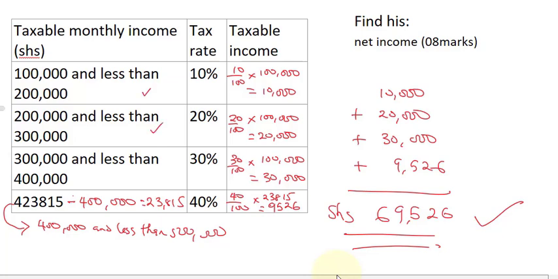Here 100,000 is going to be taxed fully. So that is exactly why we got each of them. Here we calculated 10%, here 20%, and here 30%.